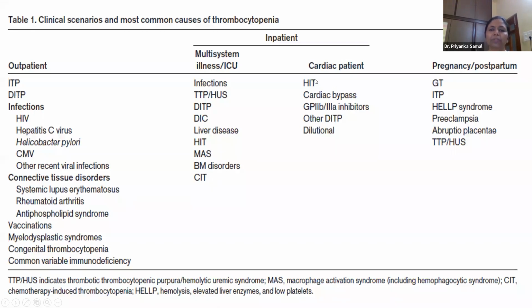In cardiac patients, mostly you will find heparin-induced thrombocytopenia, cardiac bypass, where a lot of platelets get pulled into the circuit, and glycoprotein 2B3A inhibitors, which cause drug-induced thrombocytopenia. Dilutional thrombocytopenia occurs when the patient is having bleeds and has been given blood products apart from platelet transfusion. Pregnancy, again a very important part: gestational thrombocytopenia, ITP, HELLP, preeclampsia, abruptio, and TTP or HUS.